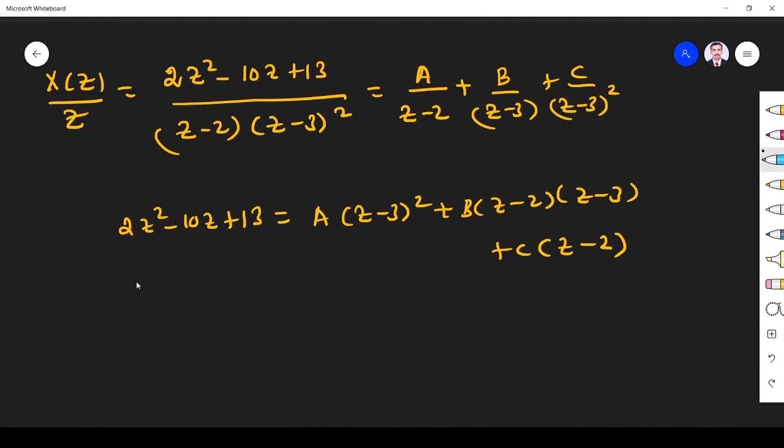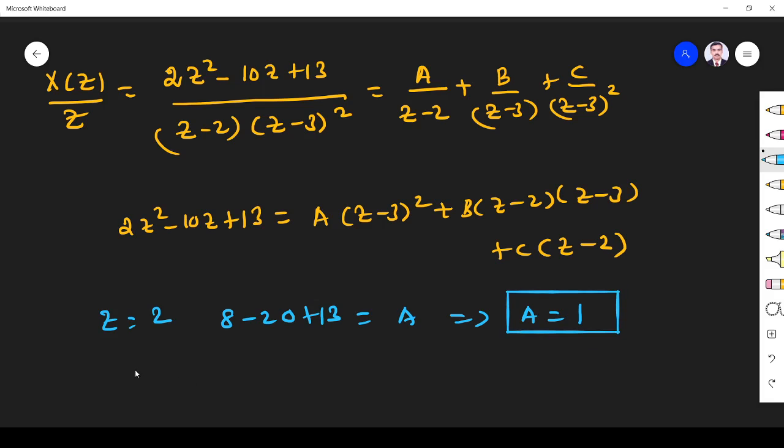What is the thing? If I substitute z is equal to 2, what happens? Z square is 4, so 8 minus 20 plus 13, right? That is equal to A into (2 minus 3) which is minus 1, minus 1 squared, so A. The other terms will be 0. So this implies A is equal to 1.